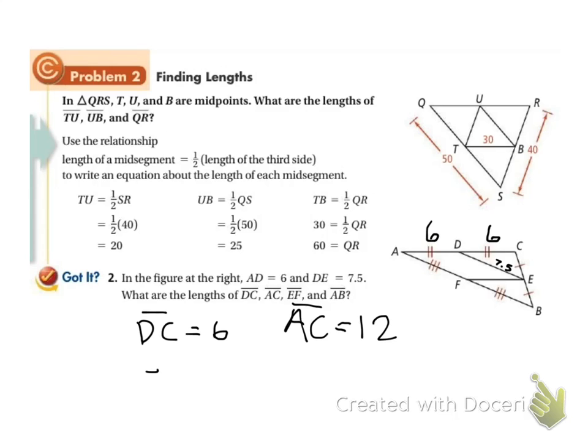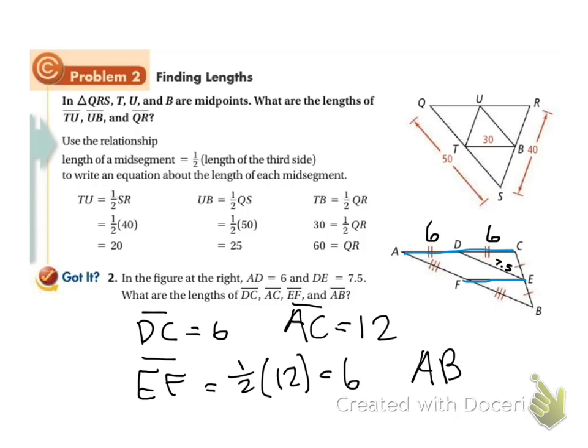And then they want to know what EF is. Well, EF is the midsegment that goes with AC. Right? AC goes with EF. So EF is half of AC. So EF is equal to half of 12, which is 6. And then they want to know what AB is. Well, AB goes with the midsegment, DE. And so it is double what DE is. So AB is equal to 2 times 7.5, which is 15.